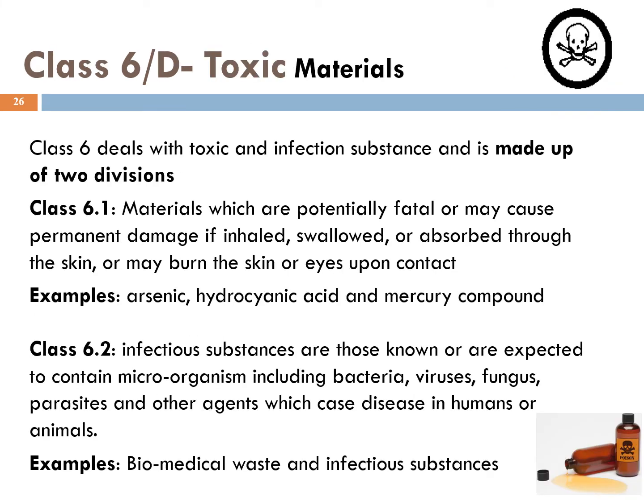So class 6, toxic materials, or class D, contains toxic materials, toxic and infectious substances, and is made up of two divisions. Division 1 contains materials which are potentially fatal or may cause permanent damage if inhaled, swallowed, or absorbed through the skin, or may burn the skin or eyes upon contact. So arsenic, hydrocyanic acid, and mercury compounds are very dangerous.